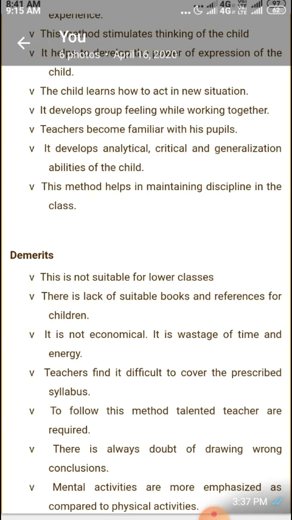To follow this method, trained teachers are required. There is always a doubt of drawing a wrong conclusion. Mental activities are more emphasized as compared to physical activities.